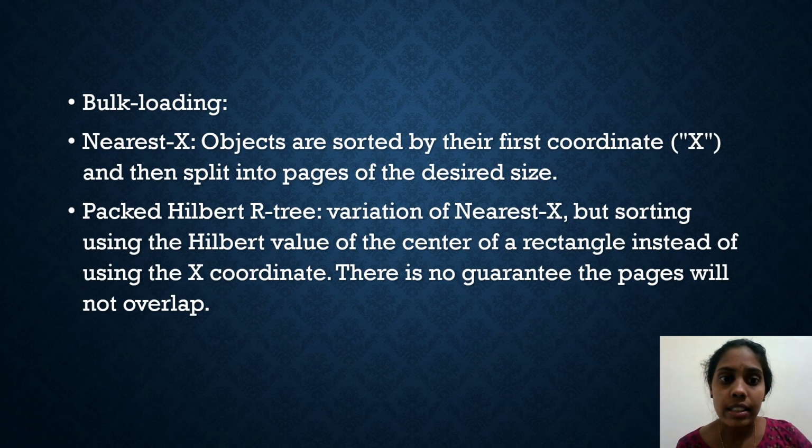Bulk loading. Nearest X: objects are sorted by their first coordinate, X, and then split into pages of the desired size. Packed Hilbert R tree is a variation of nearest X, but sorting using the Hilbert value of the center of the rectangle instead of using the X coordinate. There are no guarantees the pages will not overlap.